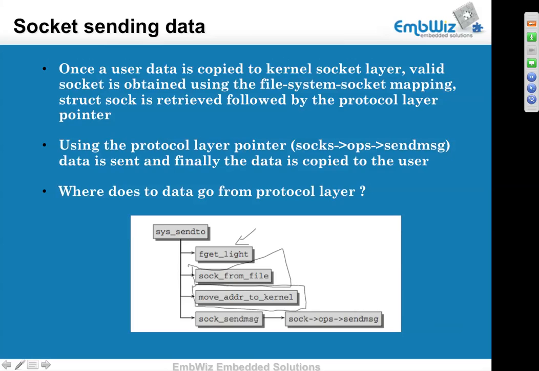And if you are using, say, AF_PACKET, then it will directly go to the Ethernet driver, or you can say the L2 layer. In case you are using sock_raw and AF_INET, then it will go to the IP layer directly. So based on the socket type, the protocol layer pointers will be different.